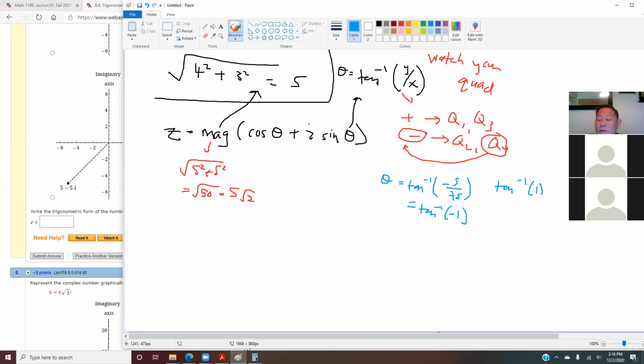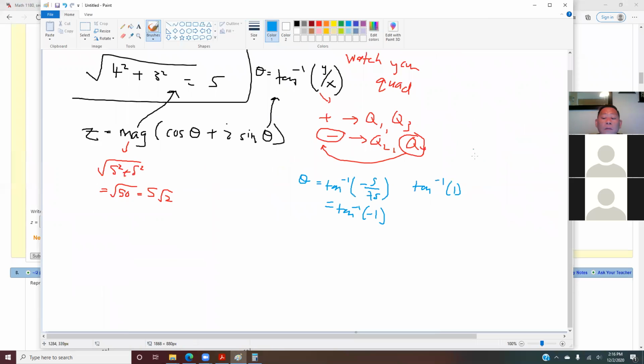Arctangent of 1 is... tangent of what gives us 1? 45 degrees, very good. But in radians, this is pi over 4. 45 degrees is pi over 4.